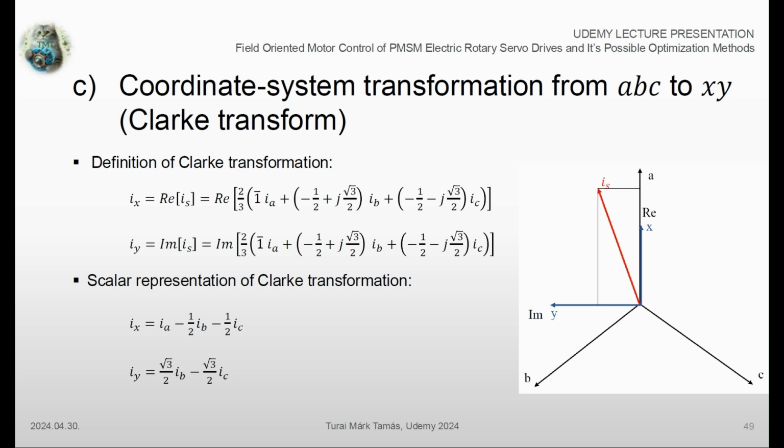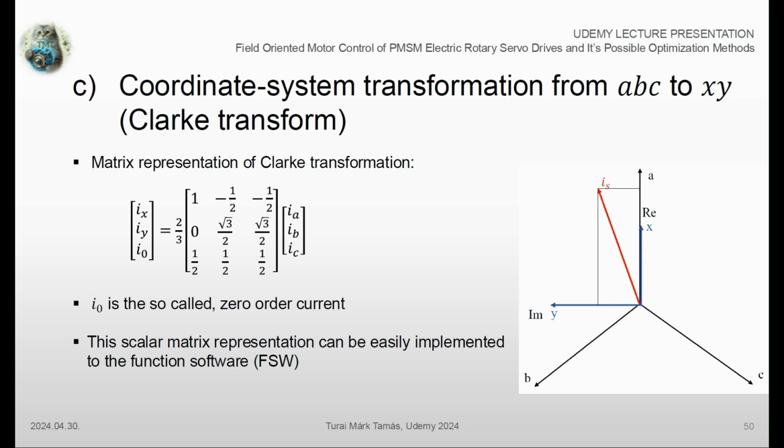In the picture, you can see the symmetrical three-phase coordinate system represented with A, B, and C axes, as well as the two-phase imaginary coordinate system marked with XY axes. As you may notice, the red vector is representing the resulting stator current vector that we have just described in both aforementioned coordinate systems.